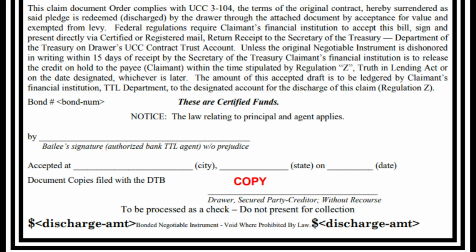So what do we got? Federal regulations require the claimant's financial institution to accept this bill, sign and present directly via certified or registered mail, return receipt, to the Secretary of the Treasury, Department of the Treasury, on drawer's UCC contract and trust account.